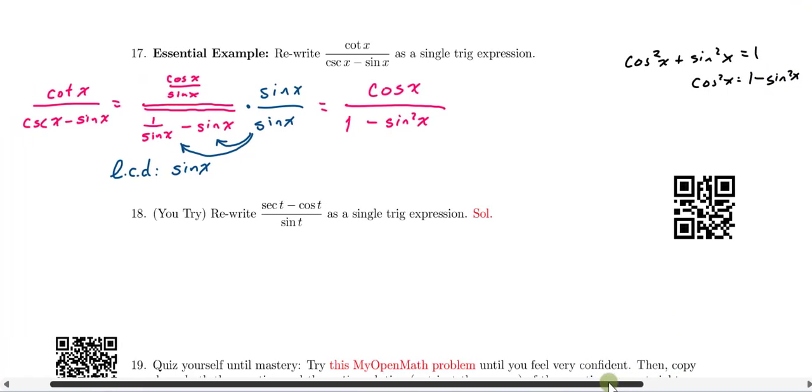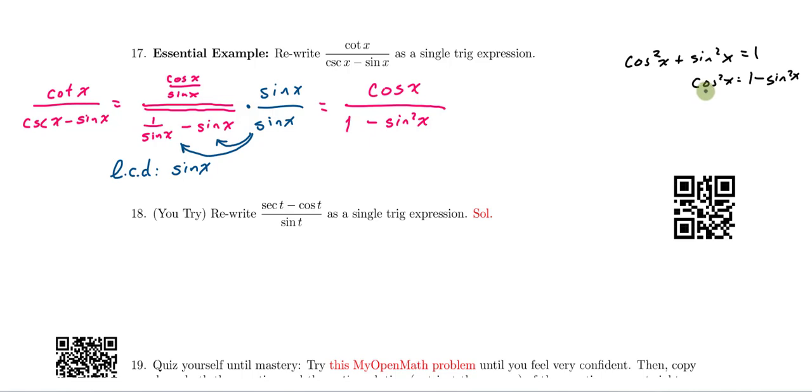So what that means is I can take this expression right here, 1 minus sine squared of x, and replace it just through substitution with the cosine squared of x. So if I do that, we end up with cosine of x, leaving the numerator alone, and in the denominator, I'm going to replace this with cosine squared of x. So that was using this substitution that says that the cosine squared of x is the same as 1 minus sine squared of x from our Pythagorean identity.